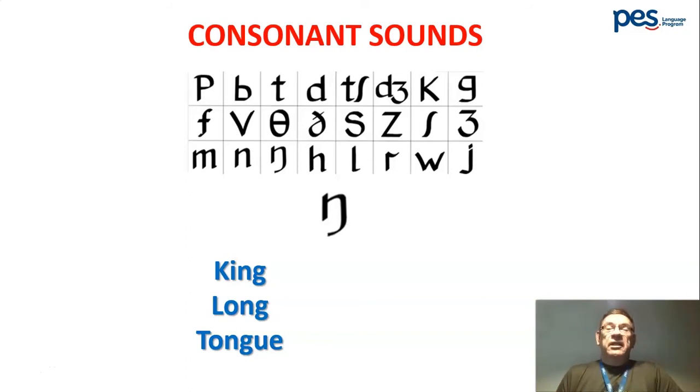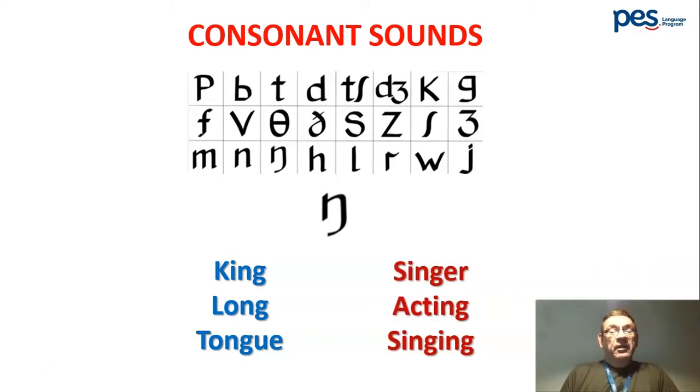There are some accents in English where the G could be pronounced, yeah? But mostly it's not. So it's king, long, tongue. And we have here sing. In American English it would be singer. Acting. And the last one is super challenging because we have both, we have two, singing. I'm singing in the rain, singing. Let's practice those sounds.